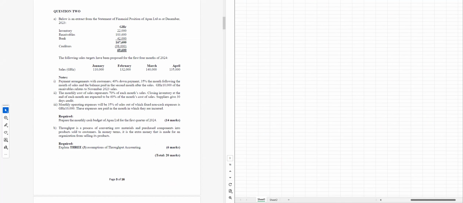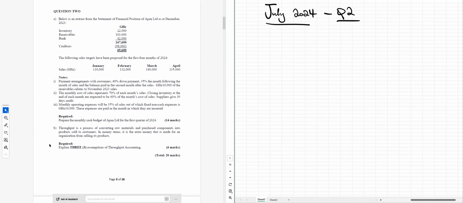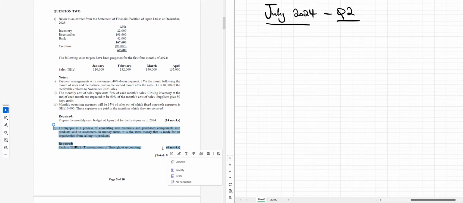I hope now budgeting, gradually we are getting there. July 2024, question number 2. Question 2 is usually budget and then contemporary approaches, right? So you see 3 assumptions of throughput. Usually they like to bring 15 and theory 5, or 14 and theory 6. Sometimes you should crack the 5-mark theory here, then leave the budgeting and come back to it later. Sometimes you can get full budget, 20 marks, theory or calculation. You can still do it.